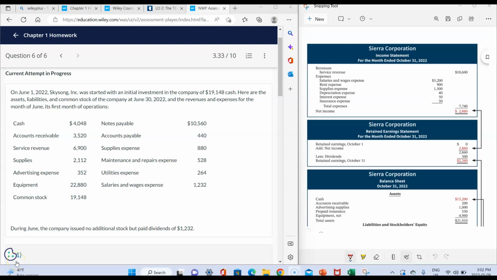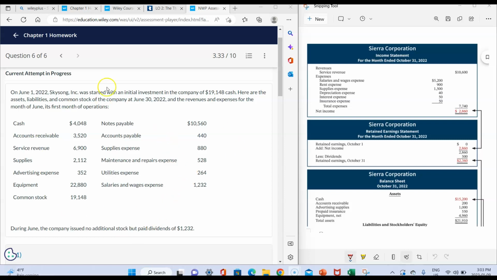Hi guys, so we ran out of time in class because of the fire alarm, so I just wanted to walk through a question that's much like the one in your homework, where it asks you to do three of the four main financial statements.